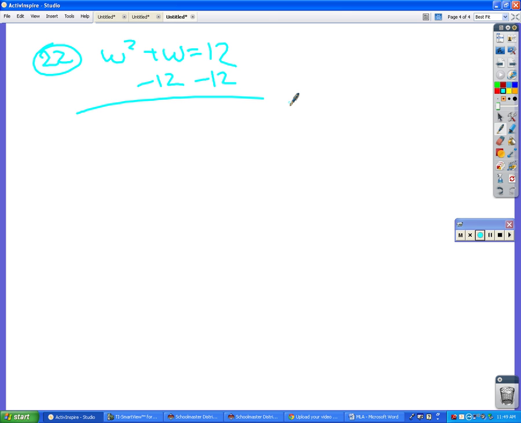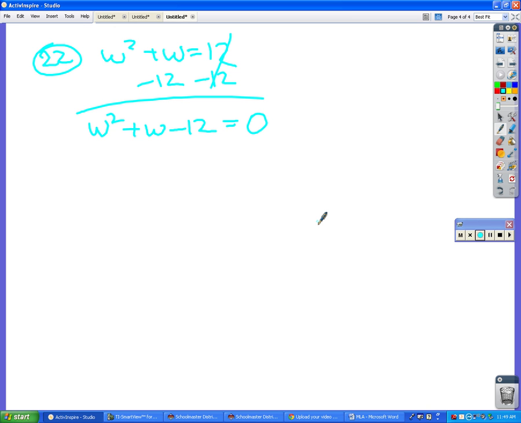When I subtract 12 from w squared plus w, do I subtract the 12 from the w squared or from the w? Good question. Neither one. They're not like terms, so they cannot be combined. So it's going to be w squared plus w minus 12 equals 0, since those cancel. So you can't combine numbers and variables when you're adding and subtracting, only when you're multiplying.